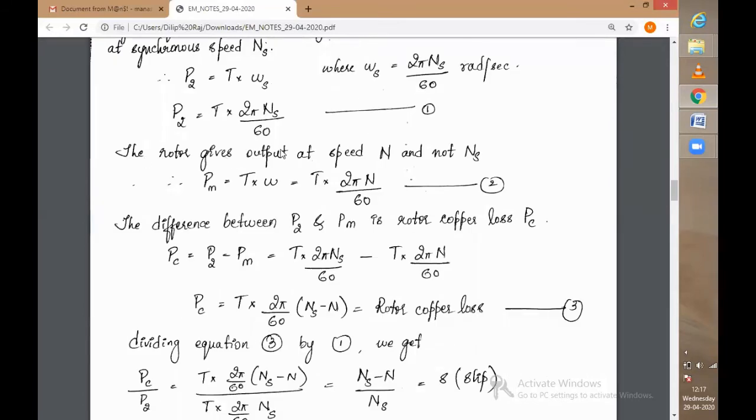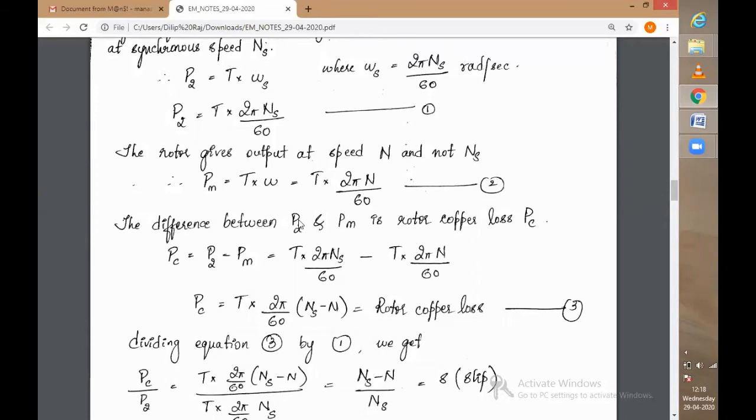Then the rotor gives the output at speed n. The output of the rotor is always at the speed which we call the motor speed or the rotor speed, which is less than the synchronous speed. So we call it n. So the output of the rotor PM is given by T into omega. Substituting for omega, which is 2 pi n by 60, we call this power equation 2.